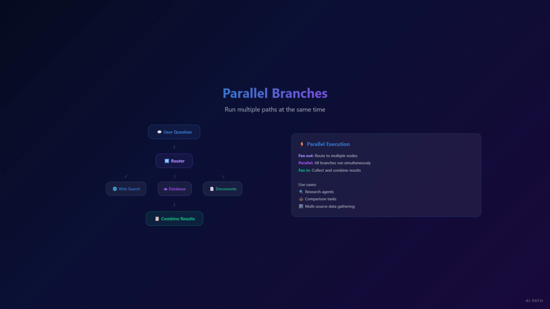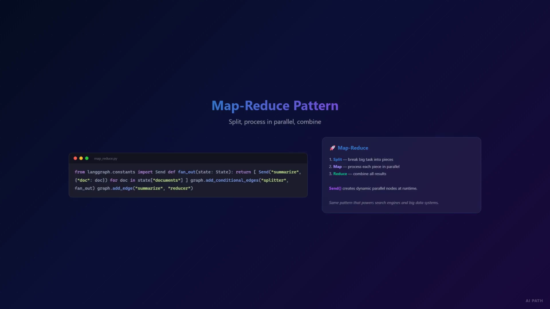All branches run in parallel. Then you can have a join node that collects the results. This is great for research agents, comparison tasks, or any workflow where independent steps can run at the same time. A common pattern is MapReduce. You take a big task, split it into smaller pieces, process each piece in parallel, and then combine the results.